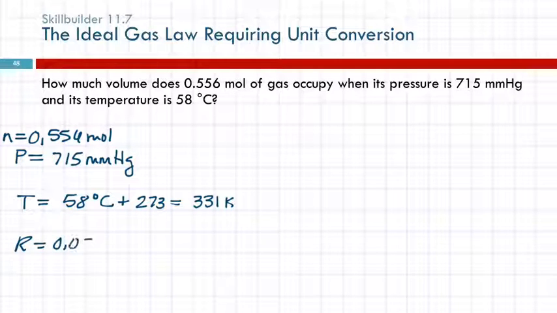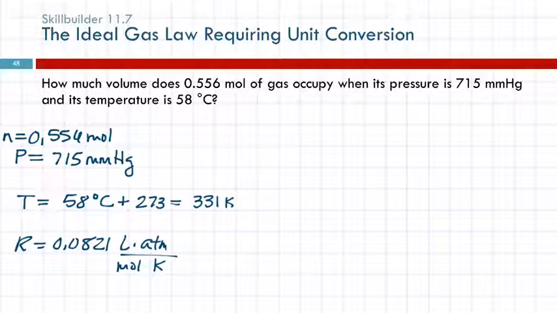R is 0.0821 liters times atmospheres divided by moles times Kelvin. n is in moles, so that's okay. The temperature we converted to Kelvins, so that's good. Can we use millimeters of mercury? No, we can't. We need to convert it to atmospheres. You can do this in the equation, but I think it's easier, more straightforward to do it beforehand.